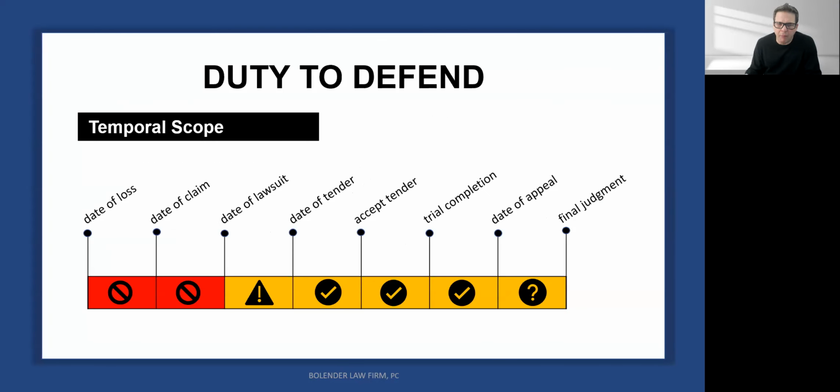Now, let's talk about the temporal scope of the duty to defend. Let's talk about when the duty to defend starts and stops. Under a general liability policy, the duty to defend arises as soon as a lawsuit is tendered to the insurance company, and that lawsuit seeks damages that are potentially covered under the policy.